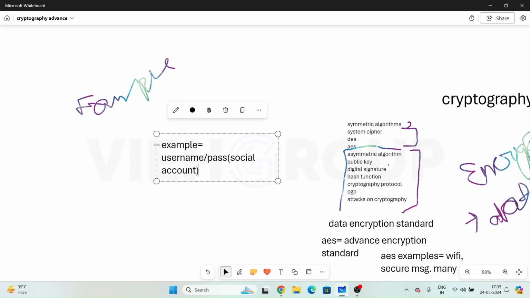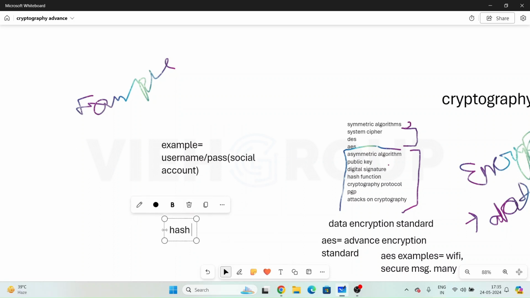Now let's move to the hash function. This topic is lengthy. I'm going to tell you the important points. So about the hash function.